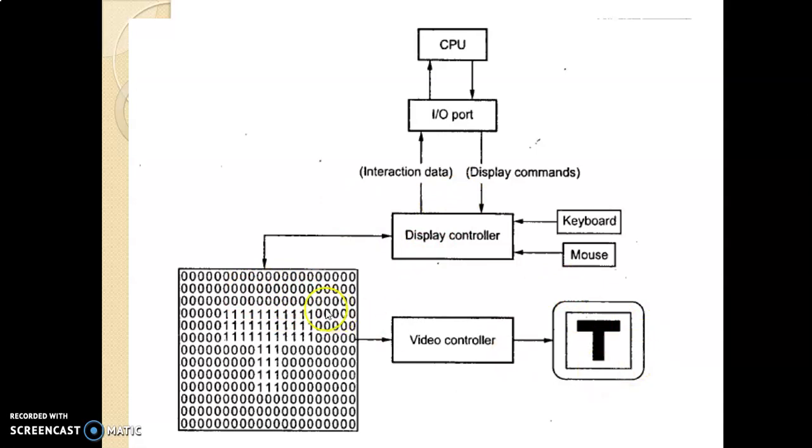Here you can see in the buffer, wherever a portion has to be shown it is highlighted by 1 and the other portion is 0. So you can see that the T structure is developed on the screen. This is how the raster scan works.